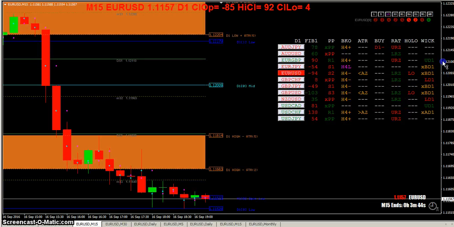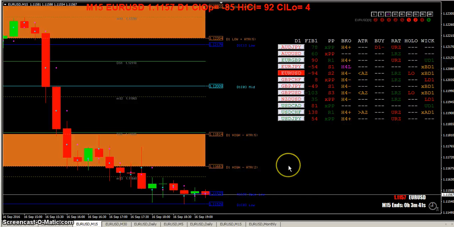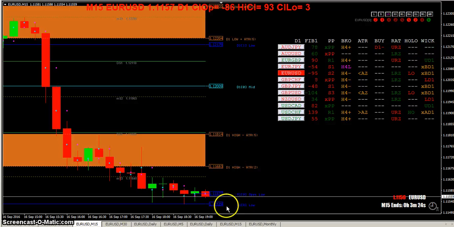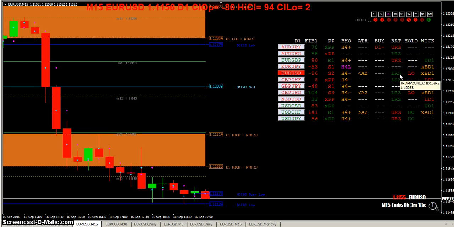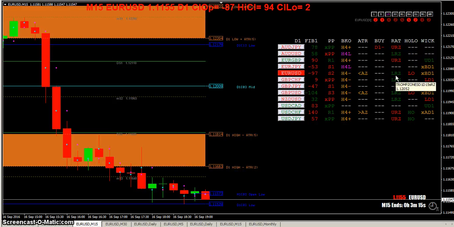If you're looking here at the euro, 92 pips off the high, 4 pips off the low. Here's the open low, so you can see you got the holo trade. It crossed below daily one, so it's way down there, the low of yesterday. It's in the lower ATR zone, 2 pips within 20. It's beyond the ATR zone.